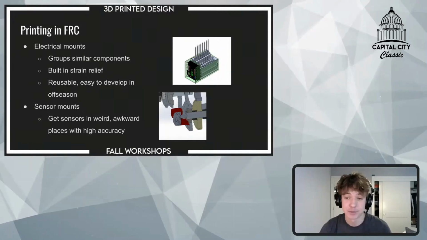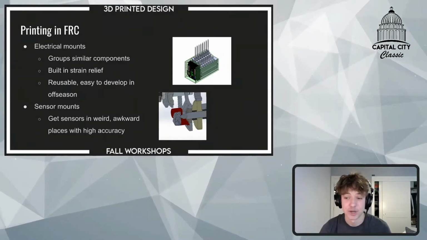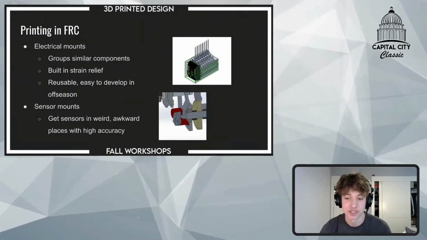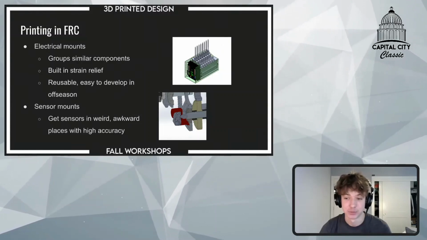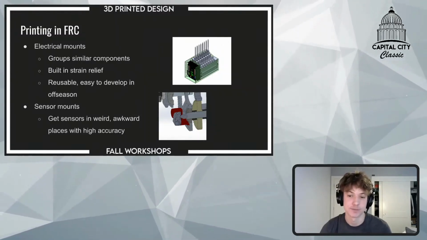Sensor mounts are also a great application of 3D printing. The places that sensors are needed on robots are often the hardest to reach. And so when these mounts need to be rigid, accurate, and reach awkward places, 3D printing can meet all of these requirements with smart design.